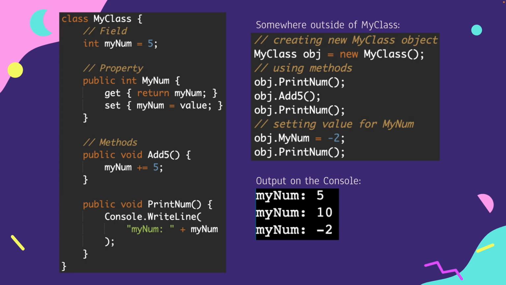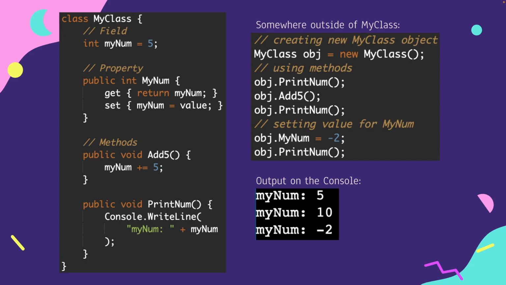So what I do is I access and call print num, and then add 5, and then print num again. You can see on the output here, it's going to print 5, because that's the default value. Then I'm going to add 5 with my method, and I'm going to print it out again, which is why we get 10, right? And then I'm going to use the property .mynum.